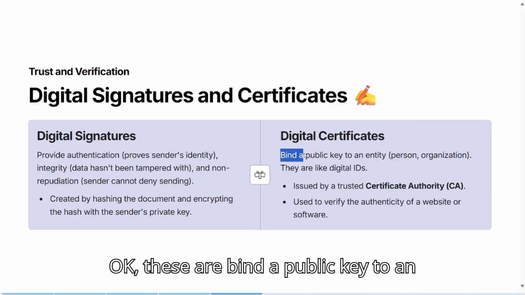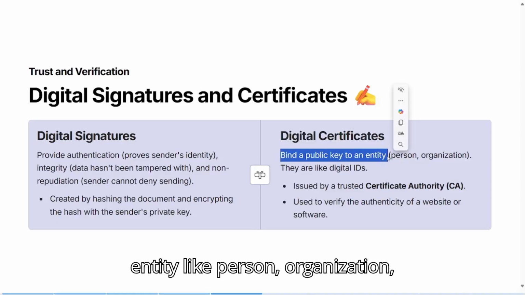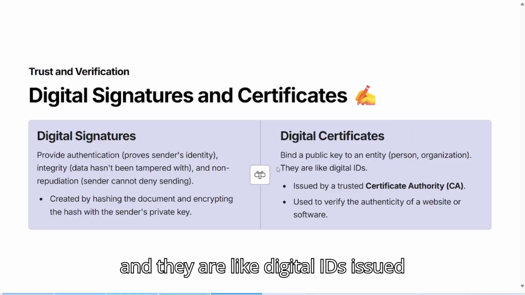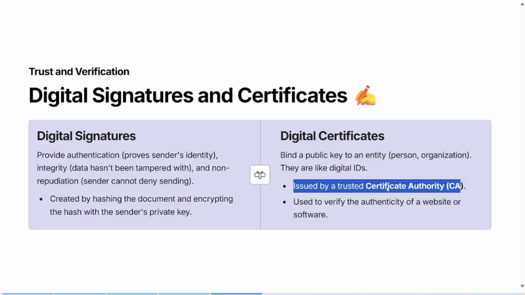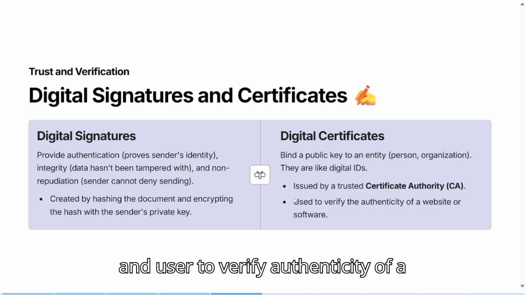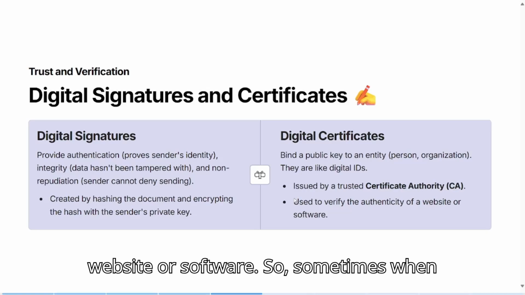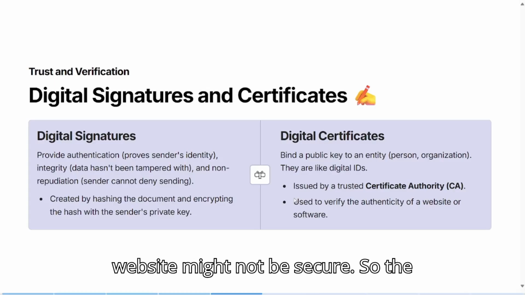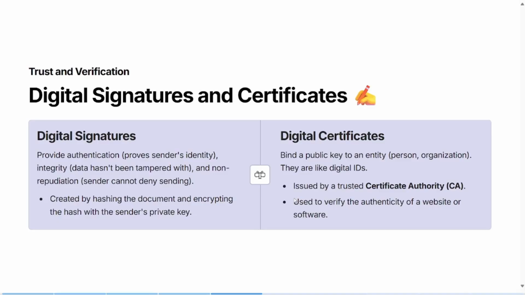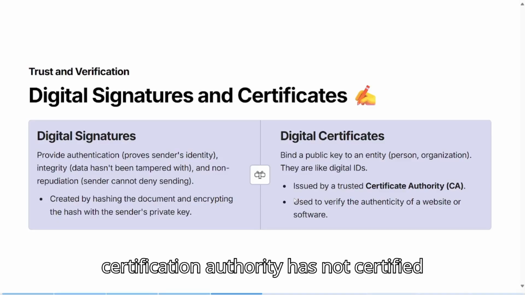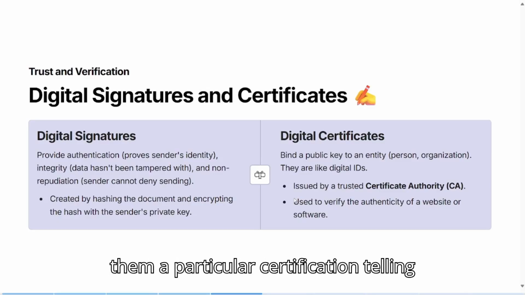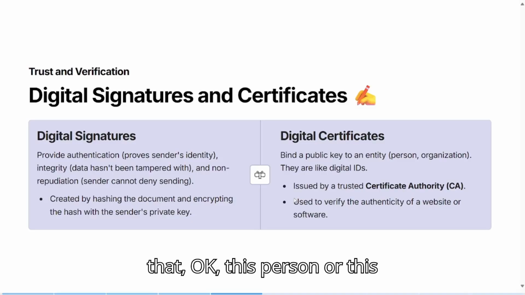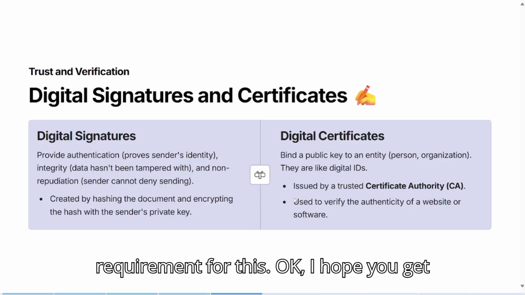Okay, these bind a public key to an entity like a person or organization. They are like digital IDs issued by trusted authorities and used to verify the authenticity of a website or software. Sometimes when you log in, you see that this website might not be secure. The reason is that their certification authority has not issued them a particular certification, telling that this person or organization has fulfilled all the requirements for this. I hope you get that.